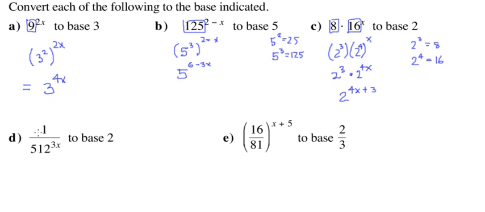1 over 512 to the 3x. Okay, powers of 2. 2, 4, 8, 16, 32, 64, 128, 256, 512. You can't see me counting on my fingers, but I have 9 fingers up right now, which tells me 2 to the 9th is 512.